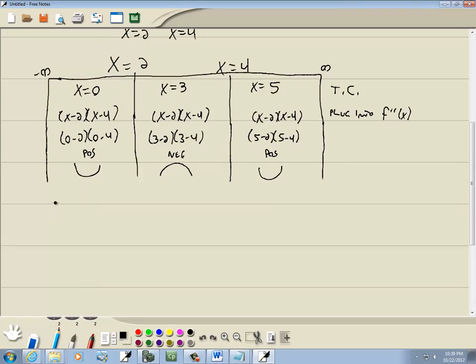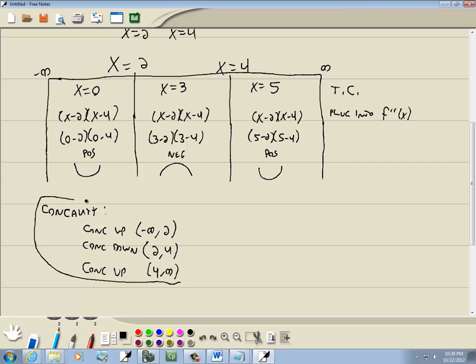Now, our concavity goes like this. It's concave up from negative infinity to 2. I'm looking at my critical values and my infinities up here. And then in this interval, it's concave down. So it's concave down from 2 to 4, and then it's concave up from 4 to positive infinity. And that's my concavity.